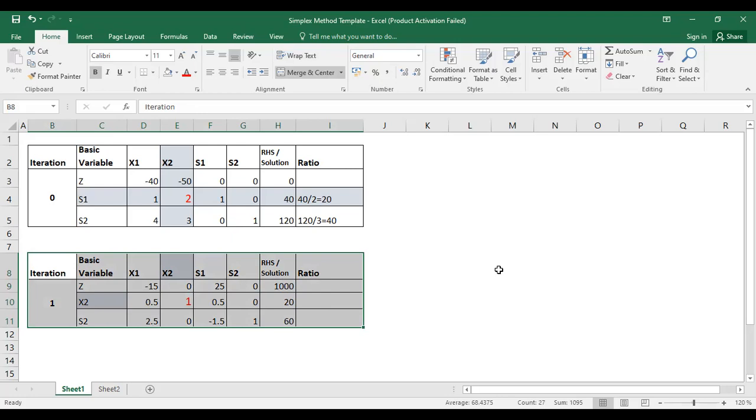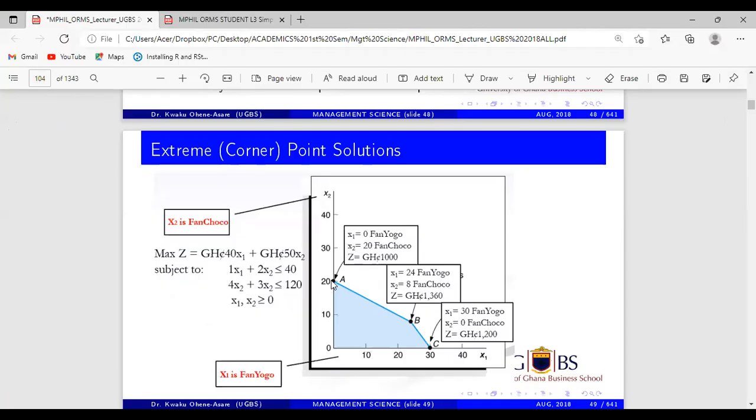If you take a picture of the graph that we drew when you were solving the Fan Mill Ghana Limited problem, I think I have this here. You realize that it was bounded by these vertices. And at each point, there was a Z value that we were getting and an X1 and X2 value. Please, do you see it? When you take this, you realize that at the first iteration, we had a Z value of 0. That was at this point.